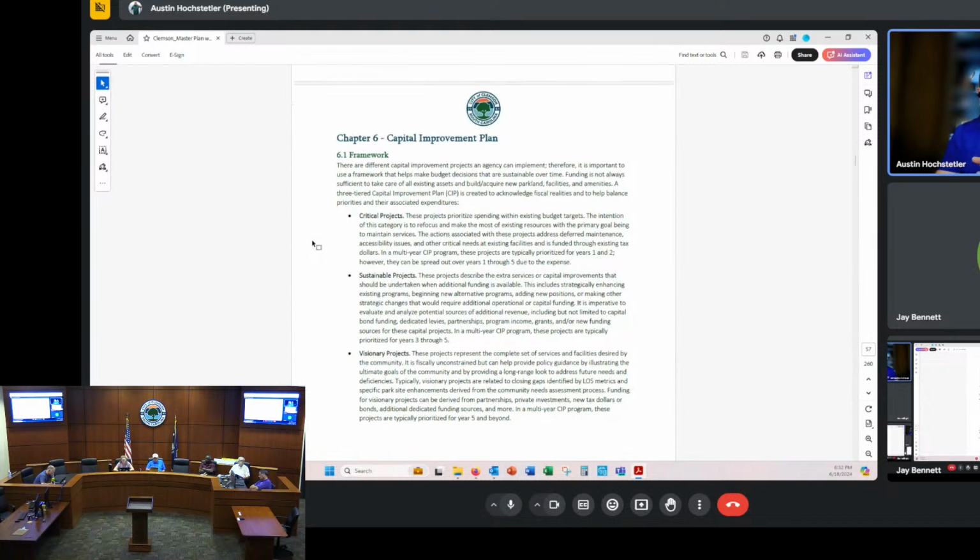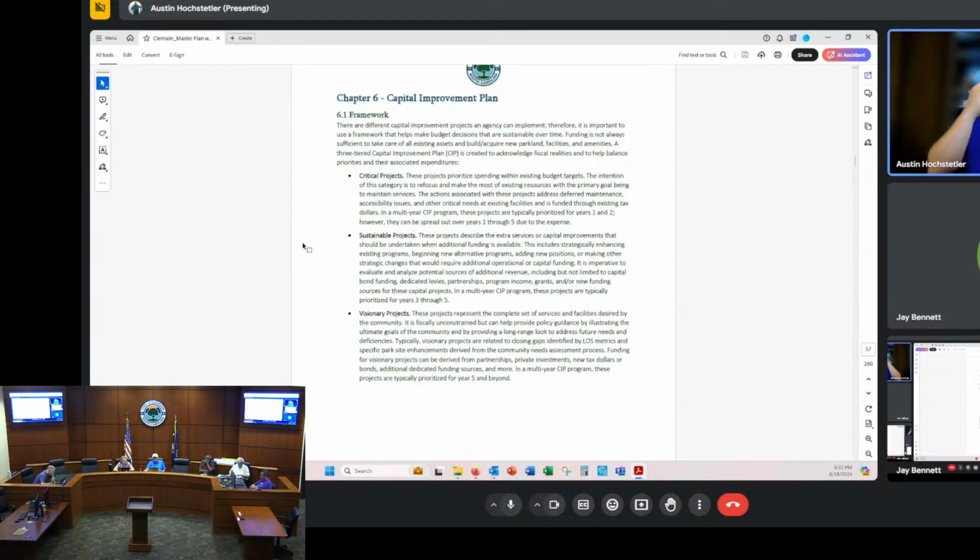So in chapter 6, we are presenting a capital improvement plan for consideration, because a formalized capital improvement plan doesn't exist right now for how the Parks and Recreation Department plans for improvement. What we did was create a framework that broke it into 3 tiers: critical projects, sustainable projects, and visionary projects. And there's a description of what each of those are here on the page.